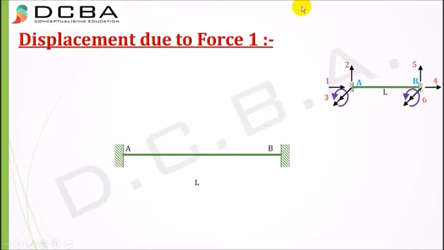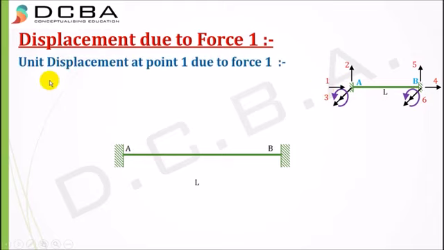Now we'll check what is displacement due to force 1. What is force 1? Force 1 is an actual force, and we'll check what displacement the actual force does. So unit displacement at point 1 due to force 1, and it displaces as it is very obvious, it will displace in the actual direction, and the force that is required to cause a unit displacement in the actual direction is given as AE by L.